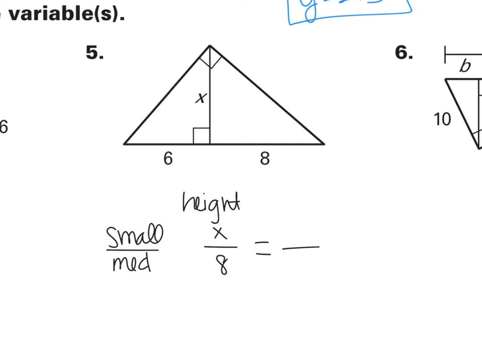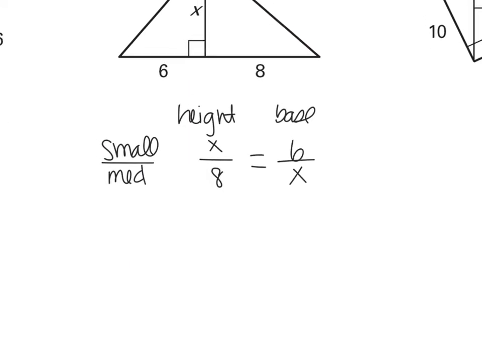Okay, so now the small triangle, what's the other side length they give you in this bad boy? They give you the base. So the base of the small is 6. Oh, I take it back. There is a square root. Sorry. So the base of the medium triangle would be what? x right there.